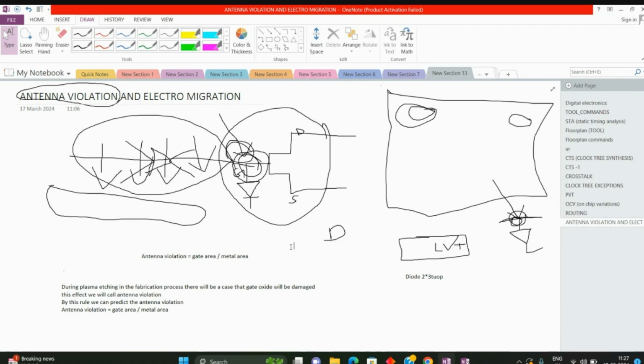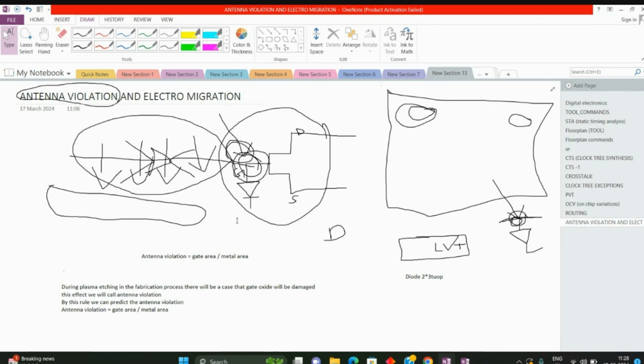That is my point. If someone asks what is antenna violation, what will you tell? During plasma etching, the gate oxide can be damaged because of that etching. That is the antenna violation. How can we predict that? There will be a rule: antenna violation means gate area by metal area. We need to maintain that. If it is not maintained, then there is an antenna violation in your design.